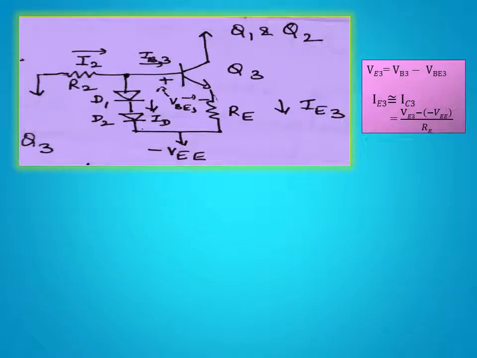So I have just made the Q3 constant current bias circuit here, where I have replaced the resistor R1 by two diodes D1 and D2. Here in this diagram we can see that I2 current is shown, that divides into two, ID and IB3. VBE3 is the potential difference between base and emitter. So this is the circuit.